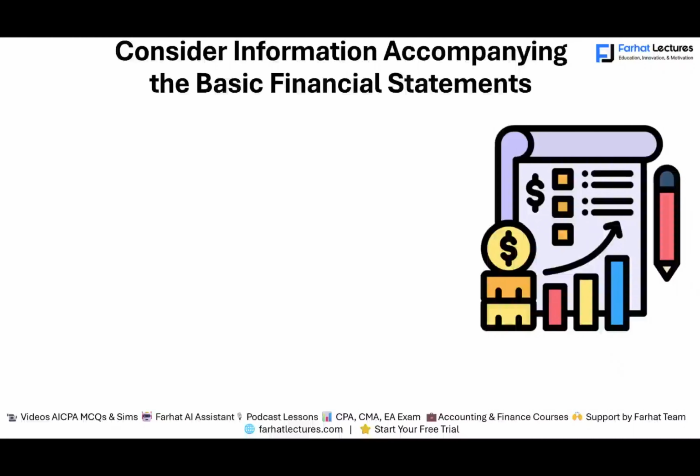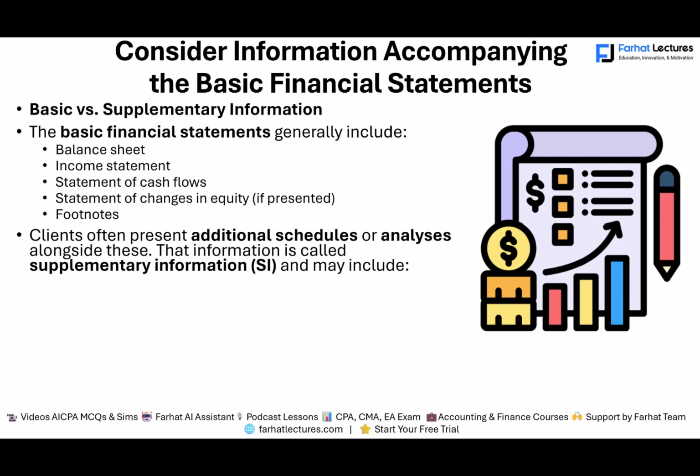Considering information accompanying the basic financial statements, we have to understand what the basic financial statements are versus information that's in addition to the basic financial statements, which is supplementary information. You have to know that the basic financial statements are, you guessed it, the balance sheet, income statement, statement of cash flows, statements of changes in equity, and the footnotes. Those are the basic financial statements. Now, the company might present additional schedules or analysis along with these. And this information is called SI, supplementary information.